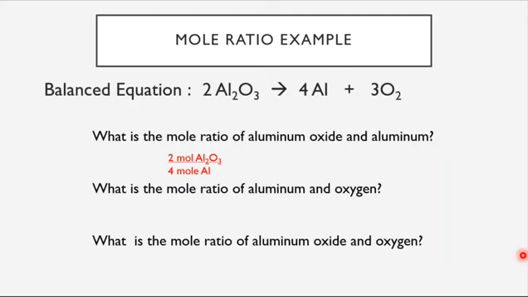Okay, if you're evaluating aluminum and oxygen, you could use the coefficients again here, 4 moles of aluminum to 3 moles of oxygen. So that would be your mole ratio. And take a moment, pause the video, see if you can do the last one on your own, and then I'll show you the answer. Okay, so 2 moles of aluminum oxide to 3 moles of oxygen. So hopefully you were able to come up with that one on your own.